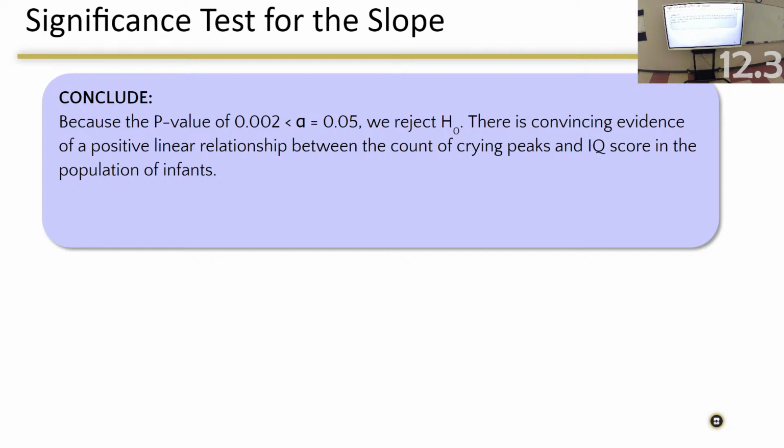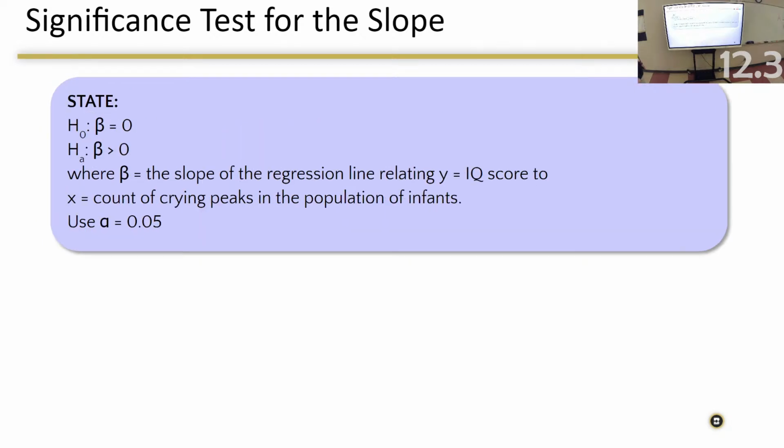What else do I got? Because P is less than alpha, we reject. You could have still gotten that wrong and still rejected it. There is convincing evidence of a positive linear relationship. And the reason why there's convincing evidence of a positive relationship is because that's what my Ha was.